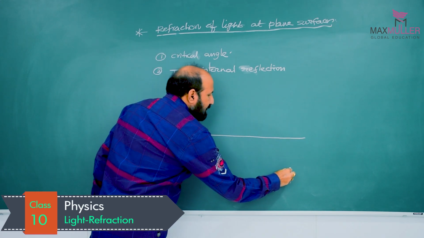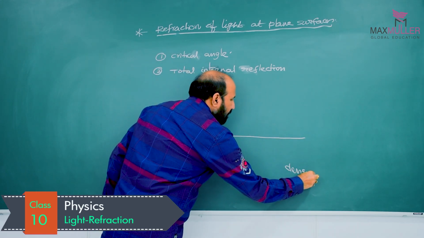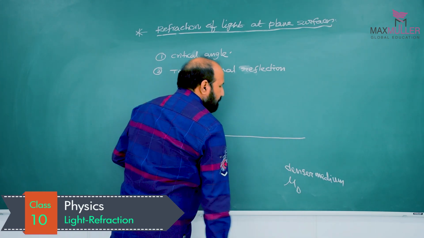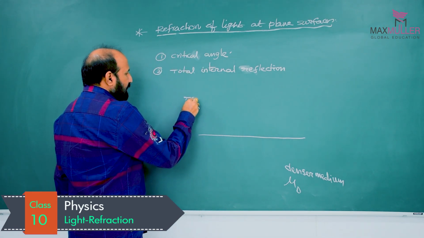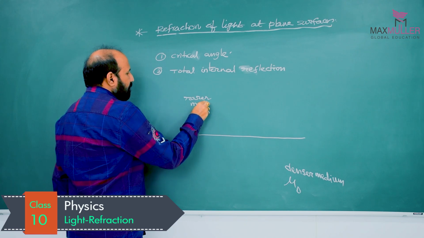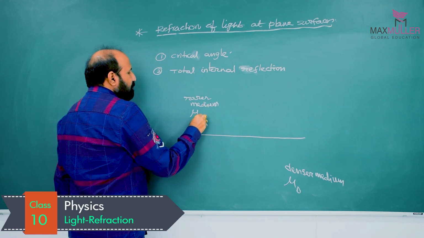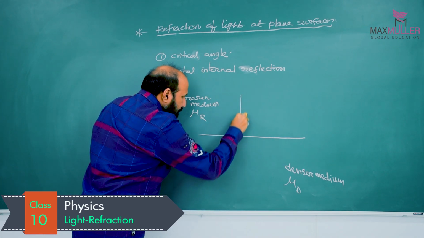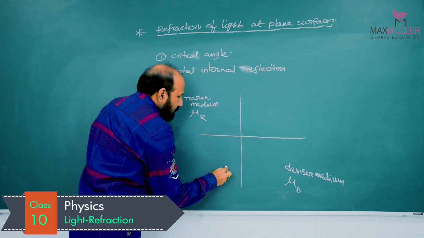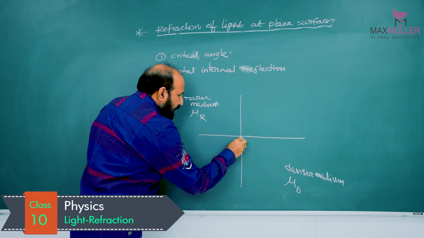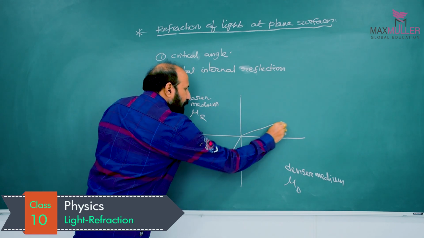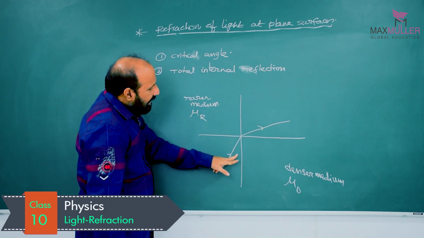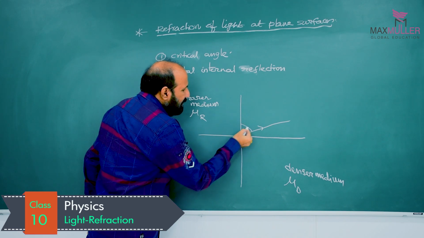Suppose this is denser medium whose refractive index is mu d, mu of denser. And this is rarer medium whose refractive index is mu r. When light ray travels from denser to rarer, suppose this is the angle of incidence, this is the angle of refraction. If you increase the angle of incidence gradually, the angle of refraction also increases.